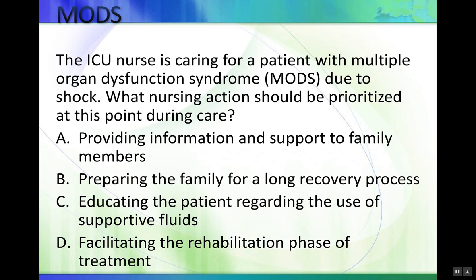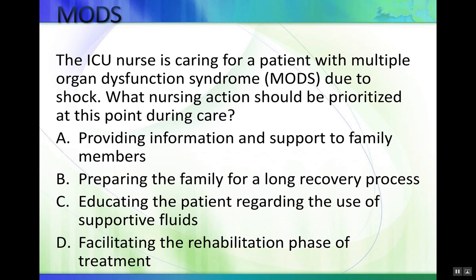So last question. The ICU nurse is caring for a patient with MODS. What nursing action should be prioritized at this point during care? So it's really providing the information and support to the family members. Most often it's not a long recovery process. It's often not a recovery process. So you want to be open and honest with the family members and let them know that the prognosis is not good.